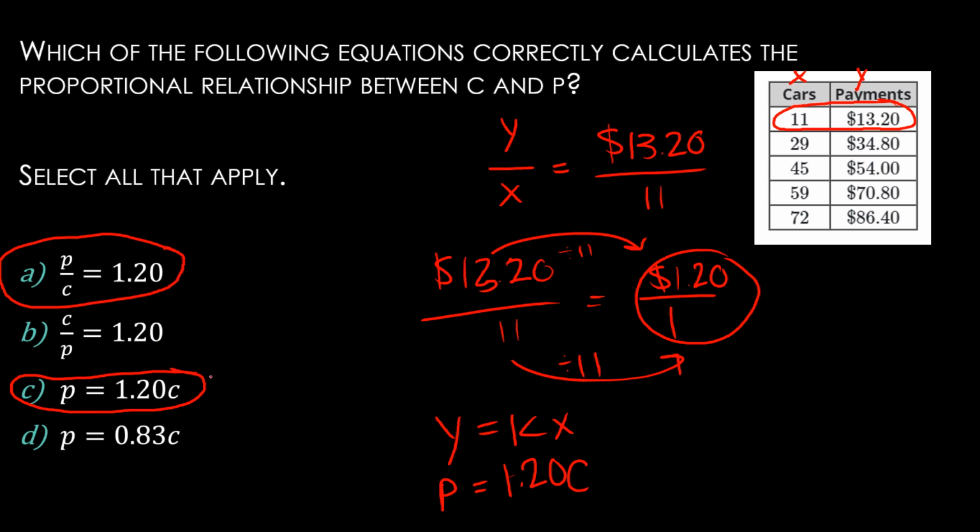Now there's one other option that also works here, and that is going to be this very first one. And if you think about it, 1.20 is being multiplied to c. So the opposite of multiplying it by c would be dividing. So if I divided both of these sides by c, I would have p divided by c, and that leaves me with just that 1.20. So for this problem, those are the two that work for the situation.